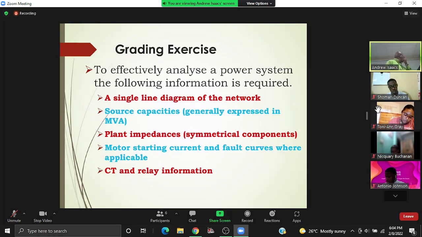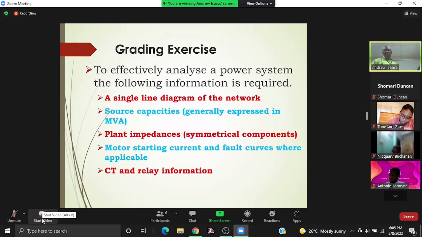Now, I'll tell you up front, you may not necessarily need to calculate anything here, because you would also have the model of your system. Even if you don't have the model, once you can sketch your single line diagram, you throw it into a program and do your fault analysis, because you have been exposed to carrying out fault analysis on the network. Now, we mentioned motor starting current and fault curves are applicable, because under fault, depending on the size and type of the motor, they will contribute to your fault current. And then finally, we also need the CT and the relay information.